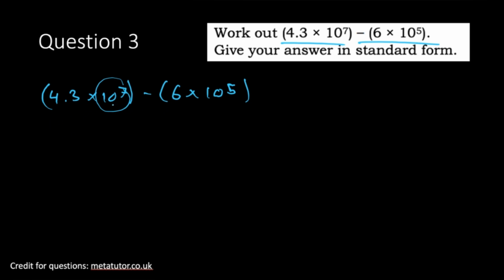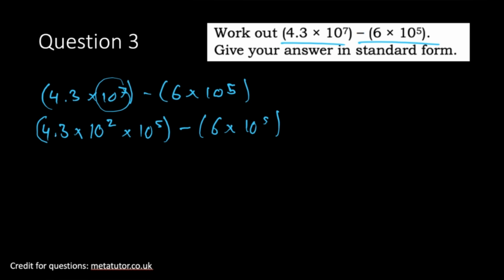So you would split the 10 to the power of 7, so 4.3 times 10 to the power of 2 times 10 to the power of 5. It's still the exact same thing. Remember, 10 to the power of 2 times 10 to the power of 5 will give you 10 to the power of 7. I just split it, okay?